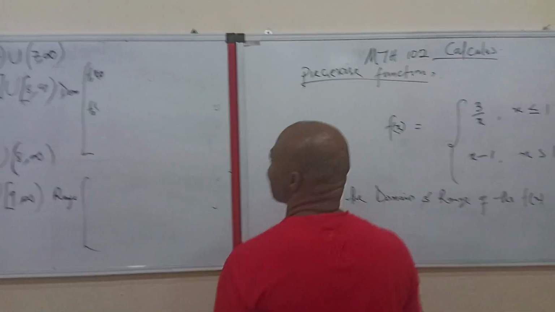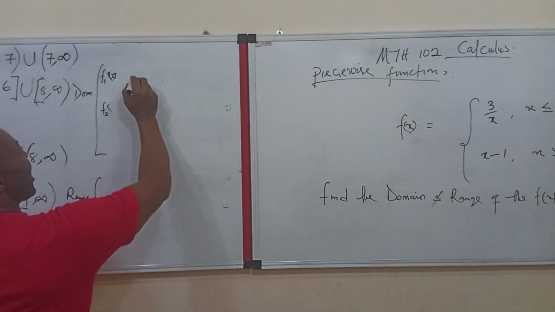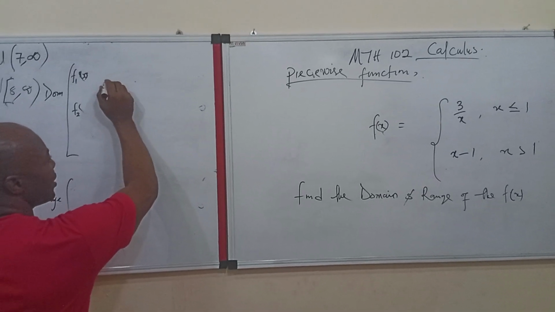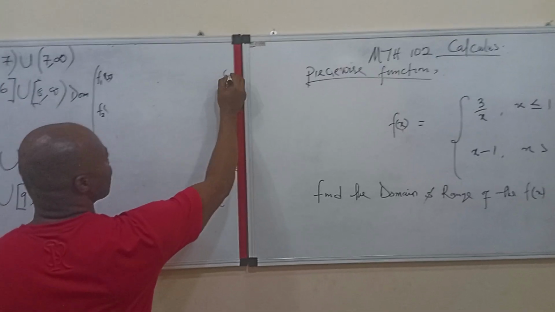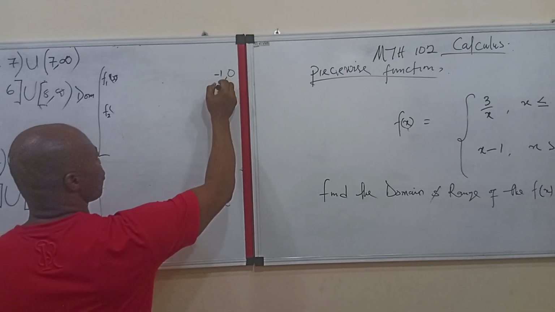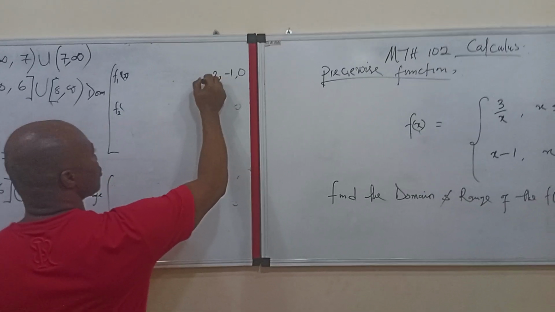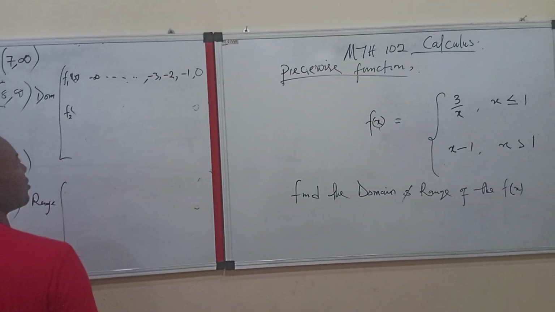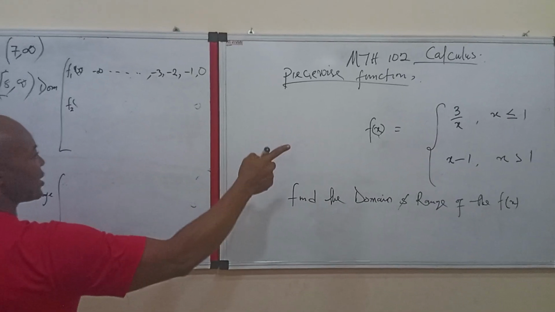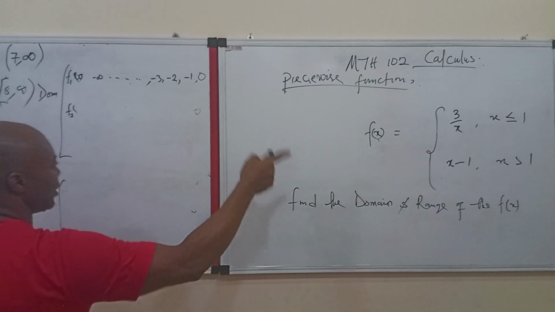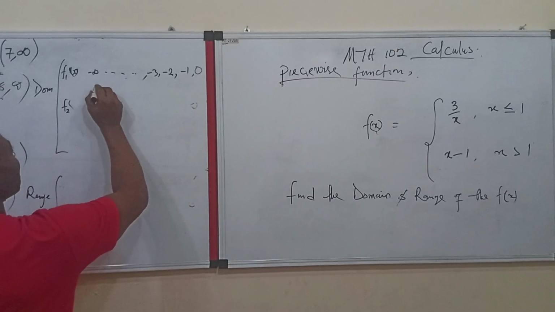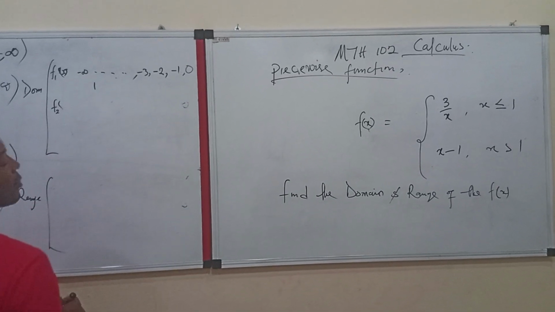So let us consider the less than side first. x is less than 1. So what are the x values there? If x is less than 1, the first thing will be 0, minus 1, minus 2, minus 3, on to negative infinity. But they also say x is equal to 1, so x can also be equal to 1.